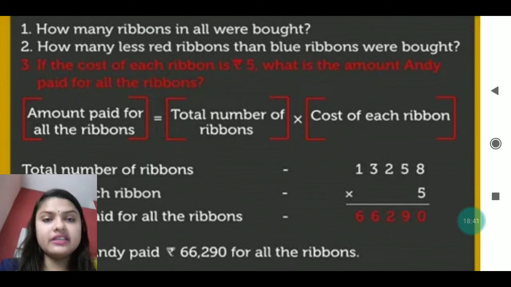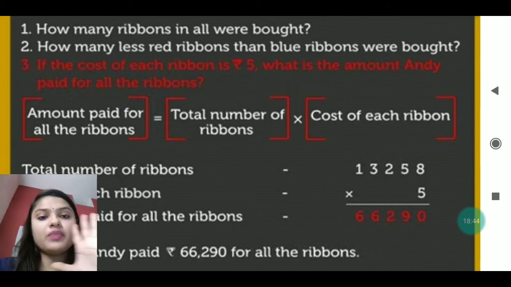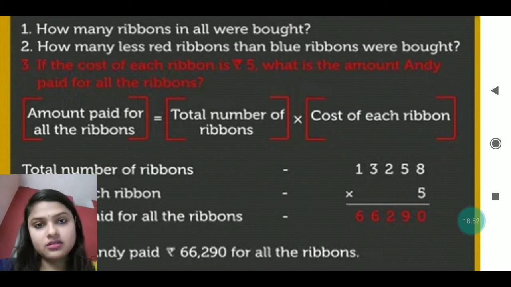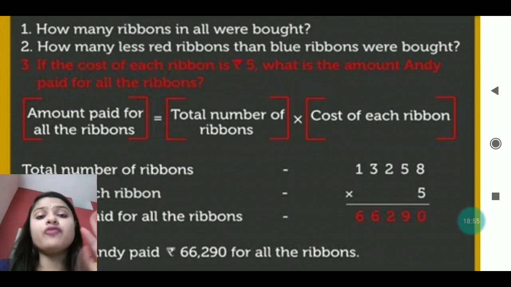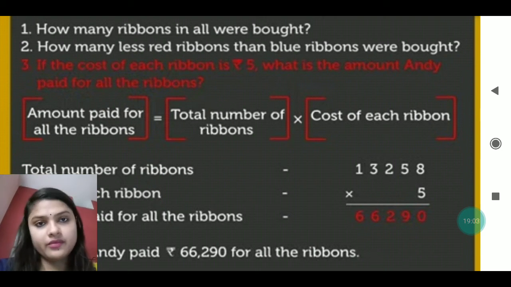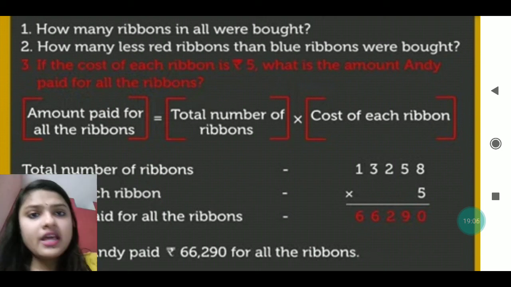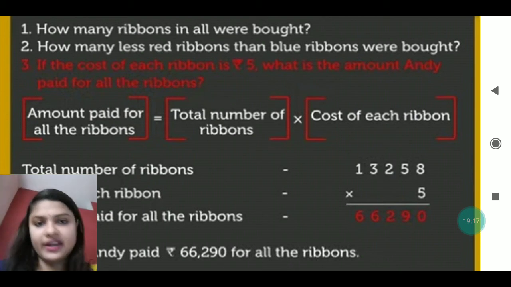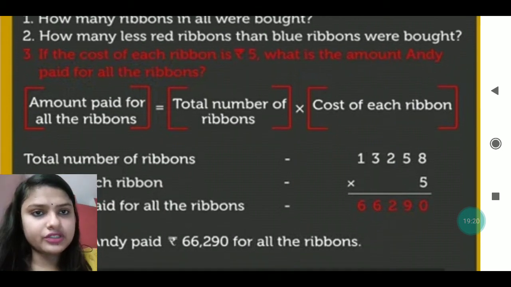Now in the third part it is given: if the cost of each ribbon is ₹5, what is the amount Andy paid for all the ribbons? So the amount paid for all the ribbons is the total number of ribbons times the cost of each ribbon. The total number of ribbons we have calculated, and the cost of the ribbon is given. Now let's start doing this question.